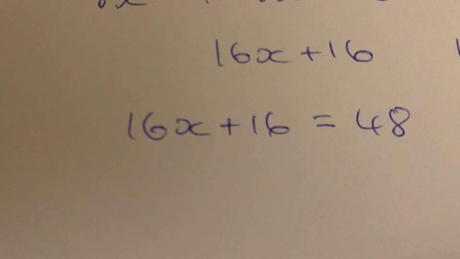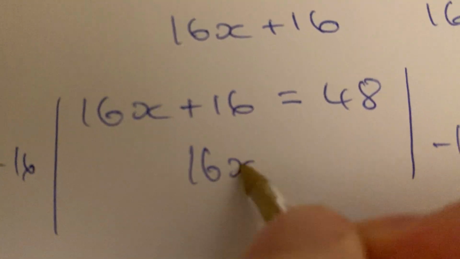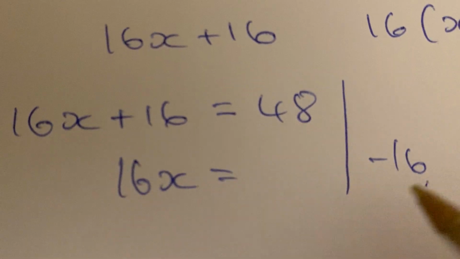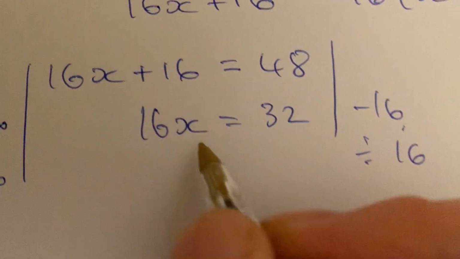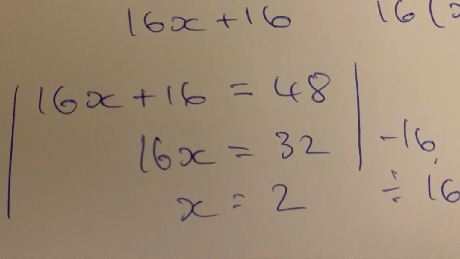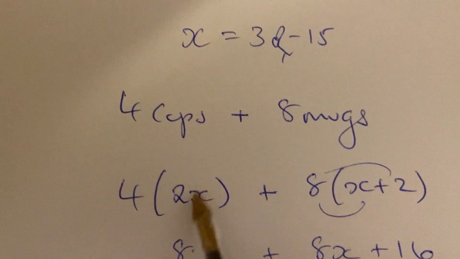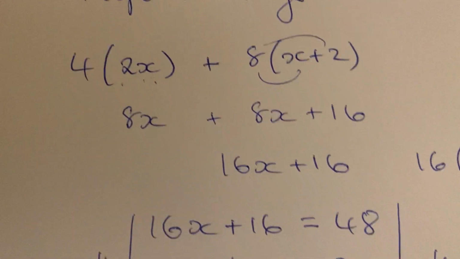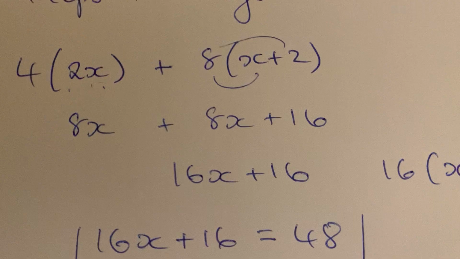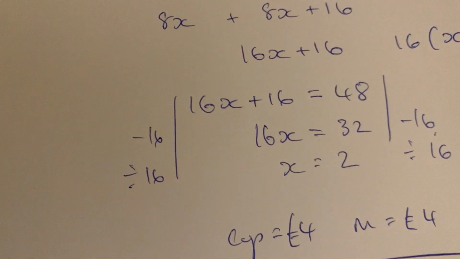Okay, step by step. So here, take away the 16 from both sides, and that's 16x equals 48 take away 16 is 32. And now divide both sides by 16, because that gets you x equals 2. So x is 2, but that's not the answer. They want the cost of a cup and the cost of a mug. So the cup, they say the cup is 2x, so it's 2 lots of 2, so it's £4. And the mug, they're saying is x plus 2, so equally £4. There you go. Okay, that's nice.